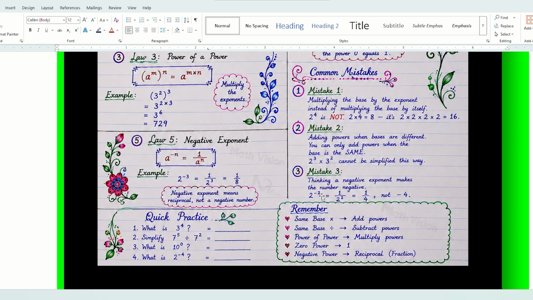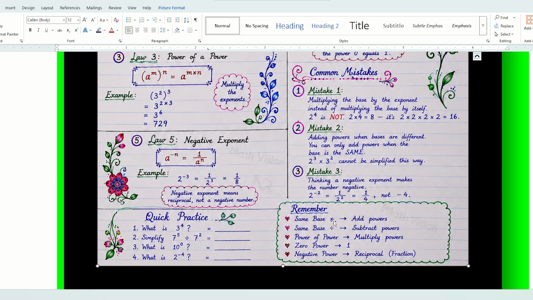Mistake number 3: thinking a negative exponent makes the number negative. Here 2 raised to power minus 2: the exponent is negative, so we change to the reciprocal and it becomes positive. 2 raised to power minus 2 is equal to 1 by 2 raised to power 2, which is 2 multiplied by 2, equal to 1 by 4, not negative 4. A negative exponent does not make the answer negative. The reciprocal will be positive, so the answer will also be positive.